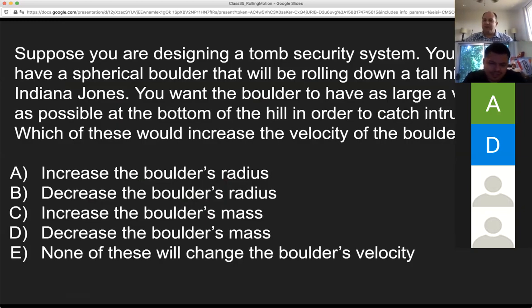So here's the physics question. You are designing a tomb security system, and you want to have a spherical boulder that will be rolling down a tall hill at Indiana Jones. You want the boulder to have as large a velocity as possible at the bottom of the hill in order to catch intruders, like Indiana Jones. Which of these would increase the velocity of the boulder?